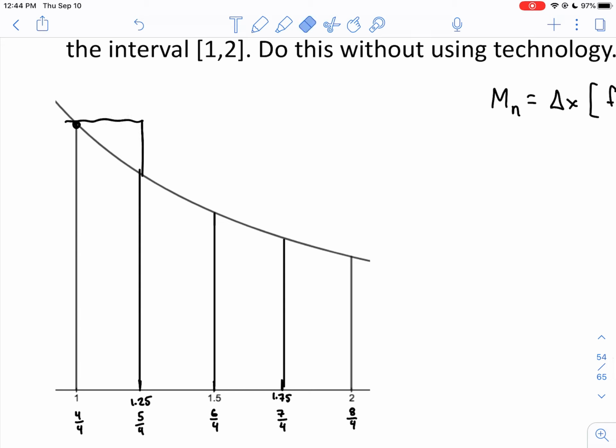This is called doing a left-hand sum. Or you could use where the right side of this subinterval intersects the function and use that as the height of the rectangle, right? And so you would be talking about this area here.